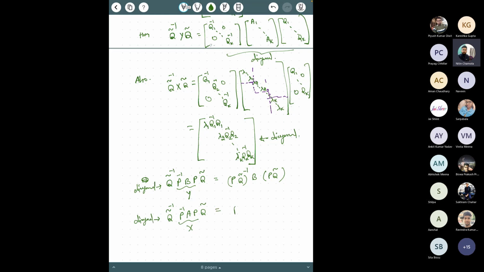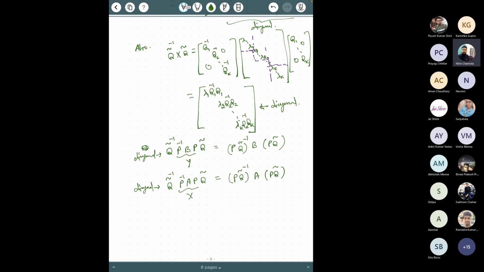But what is this? This is again, in the same way, P Q tilde inverse A P Q tilde. So both these matrices are diagonal. And since P is invertible and Q tilde is invertible, their product is invertible, and therefore you have found the same matrix, you can call it some Z matrix, such that Z inverse B Z is diagonal and Z inverse A Z is diagonal. So from here you can see that A and B are simultaneously diagonalizable. Okay, and this completes the proof.